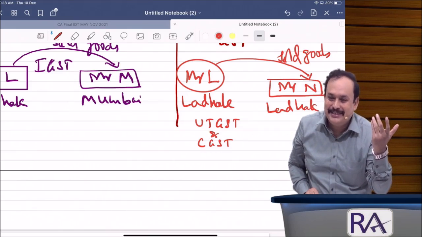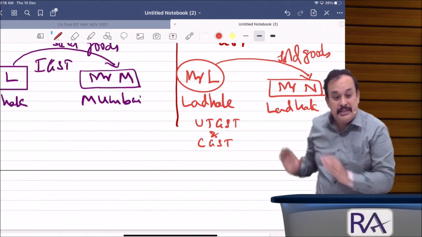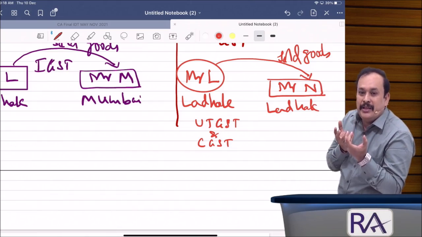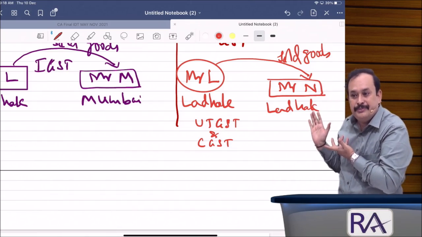Got the clarity, my dear sir? Any difficulty? Many of them do not know this. One should understand it. There may be a question in the examination on this.